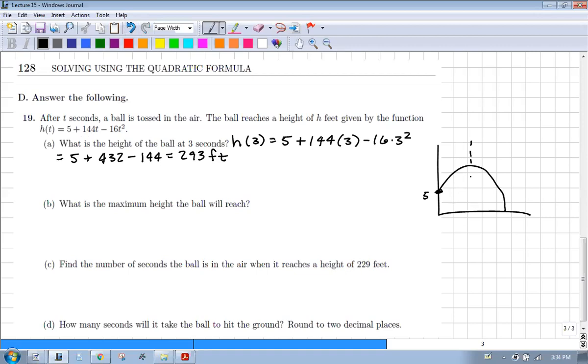So what we can do is use the vertex formula to find out what time it reaches its maximum height and then plug that time into the height formula. So if we go t equals negative b over 2a, it's negative 144 over 2 times negative 16, which is 144 divided by 32, 4.5 seconds. So 4.5 seconds is when it reaches its maximum height. What that height is can be found out by plugging in that time into our function.